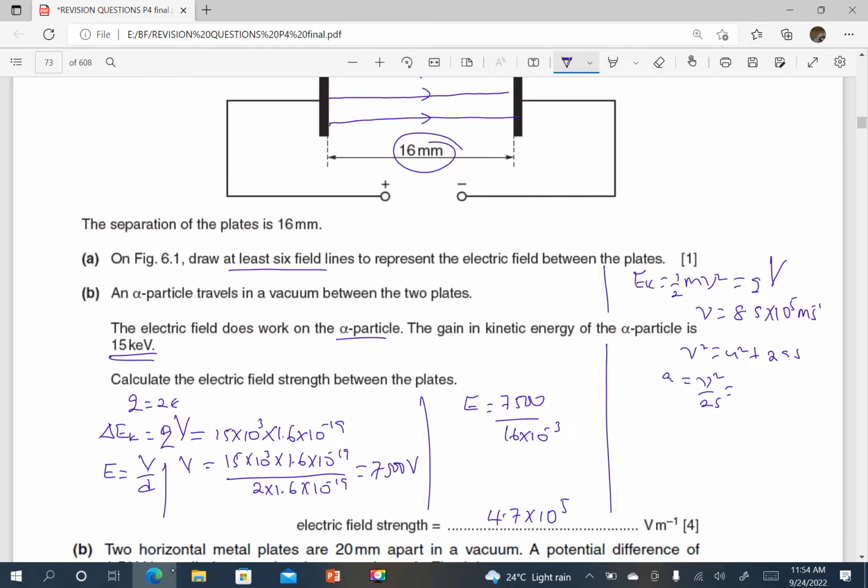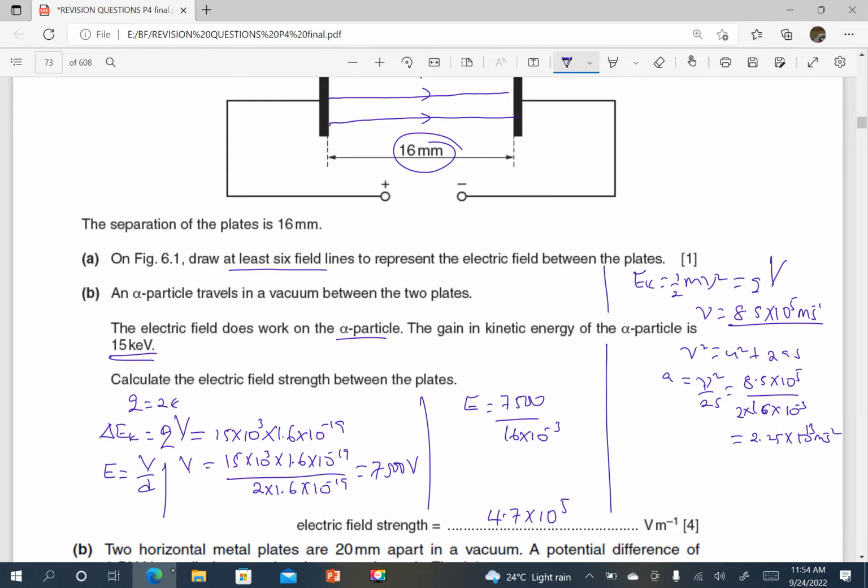And when I substitute, since V squared is this, V is that, distance, displacement is 16. So that would be 8.5 times 10 power 5 divided by 2 times 16 times 10 power negative 3. The acceleration here would be 2.25 times 10 power 13 meters per second squared.